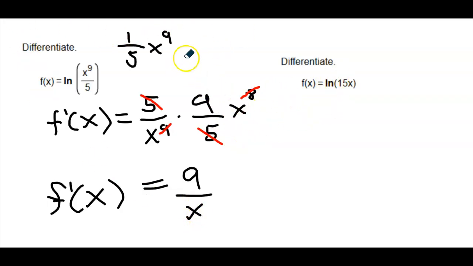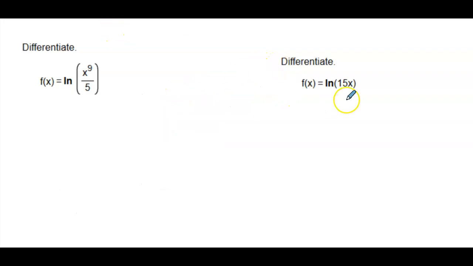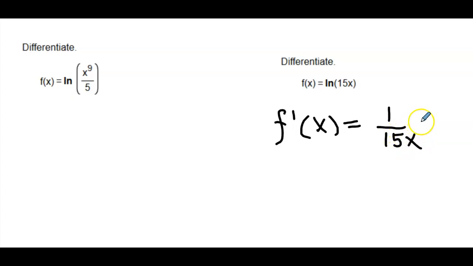Now, the other equation, same idea. We have another statement of x as the argument of our natural log function. Rather than just x, it's 15x. We take the derivative by first finding the reciprocal of that 15x, which is 1 over 15x. Then we multiply by the derivative of just that inside piece, 15x, which is 15. In this case, that product just has us canceling out the 15s, and our answer is just 1 over x.